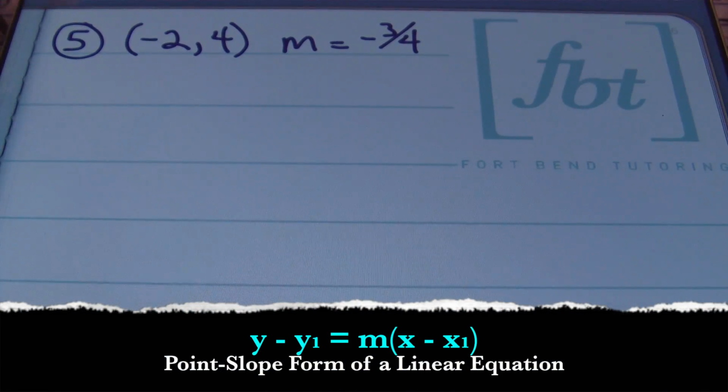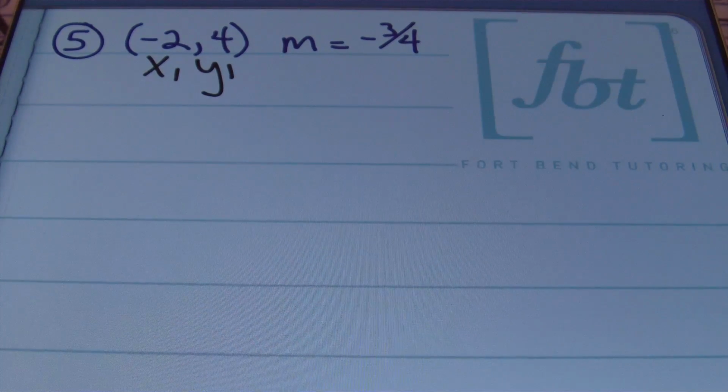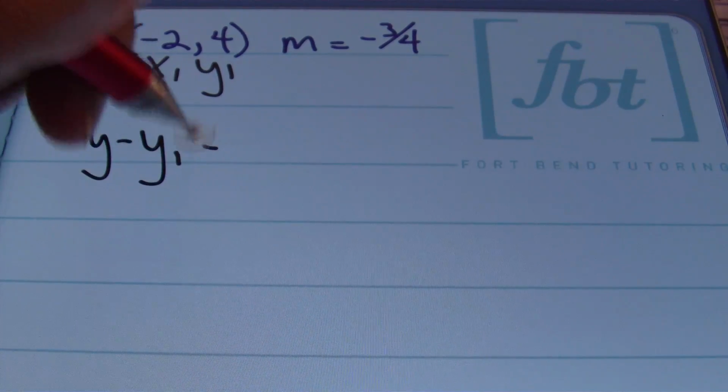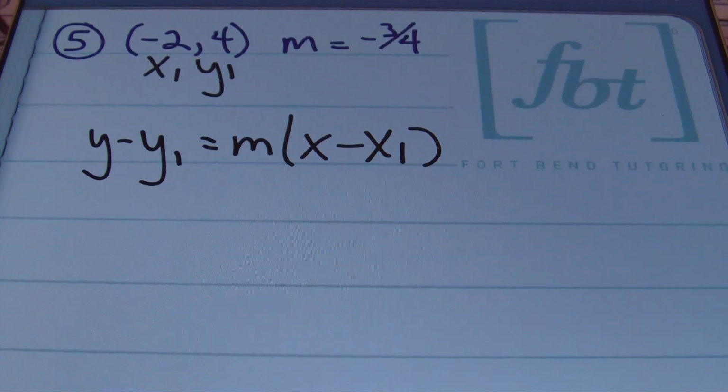I'm going to start by labeling this point as x1, y1. All right, I already know that my slope is negative 3/4, and I'm going to use the point slope form as the initial setup to write my answer in standard form here. So I'll begin with y minus y1 equals m times x minus x1. That's right. Once again, this is the point slope form that we're using to get our answer in standard form.